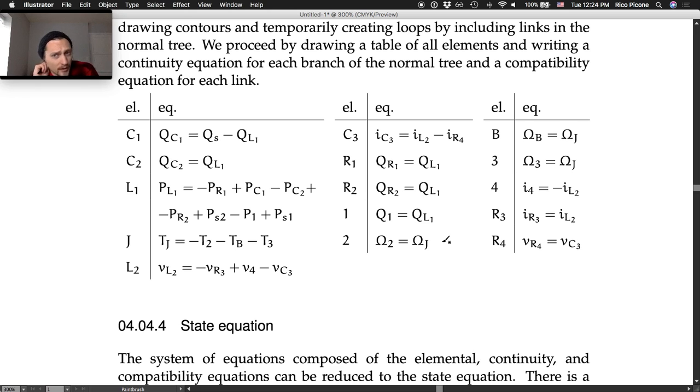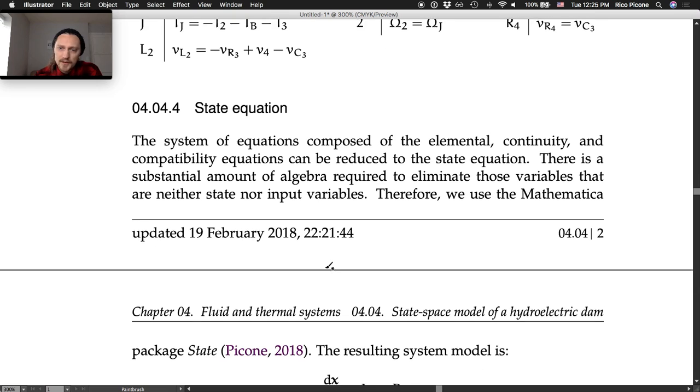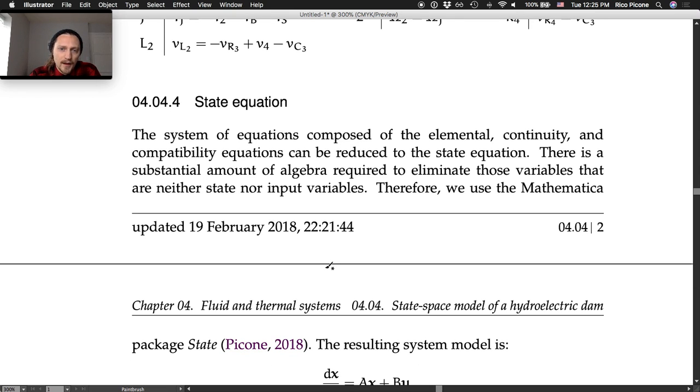So we have our continuity and compatibility equations here, and now we need to derive the state equation, which is composed of the elemental continuity and compatibility equations, which can be reduced to the state equation. There's a substantial amount of algebra required to eliminate these variables that are neither state nor input variables.